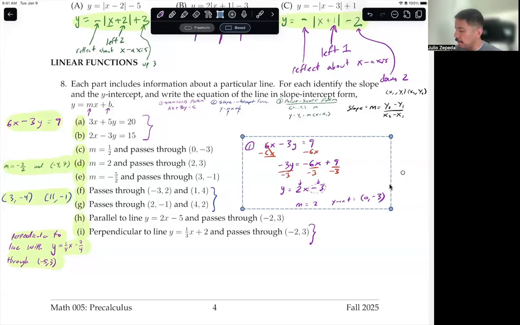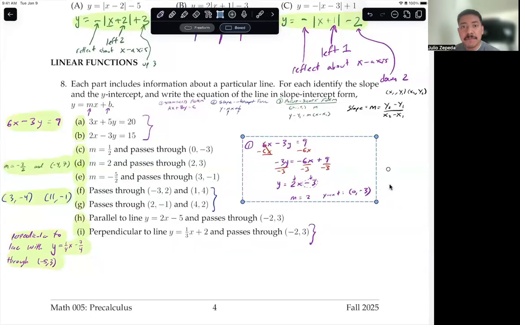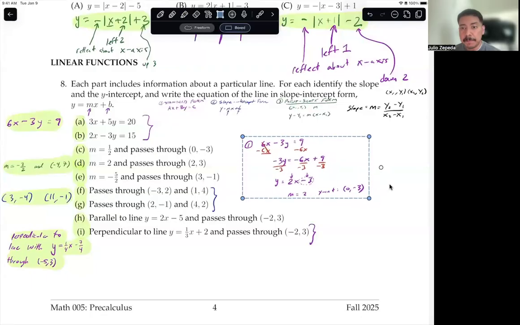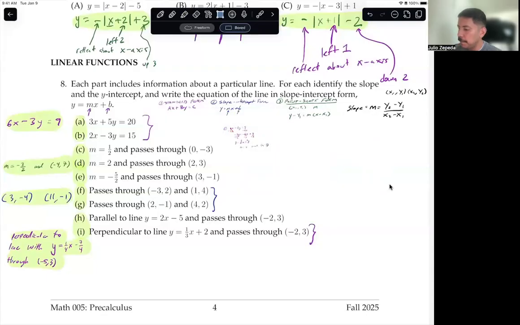All right, so there's our first answer. We have the equation in slope-intercept form, and we identified the slope and the y-intercept. Okay, so we'll put that aside here.